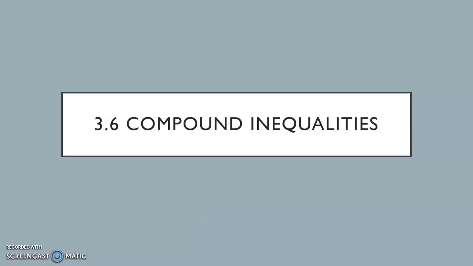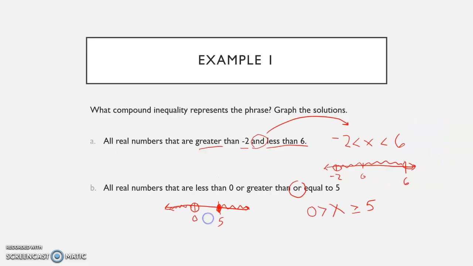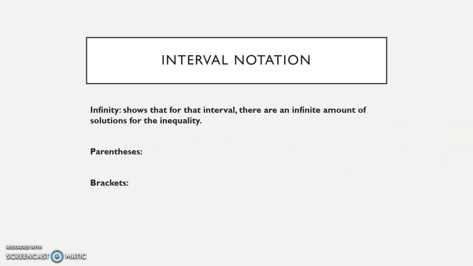Okay, welcome back, everybody. Let's finish compound inequalities by talking about interval notation. Let's scroll down to the last two pieces of it here. So we talk about this idea of infinity, right? We've talked about, obviously, from sixth grade and on, inequalities having an infinite amount of solutions. With an equation, you have this variable equals this answer. For inequalities, you could have an infinite amount of solutions. So we have this idea of infinity. It shows that for the interval, there are an infinite amount of solutions for the inequality.